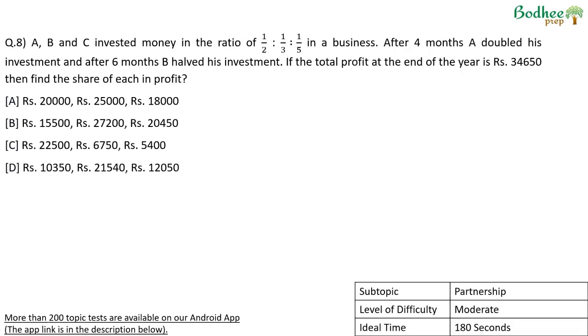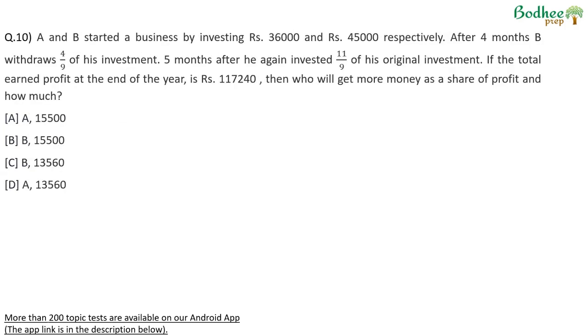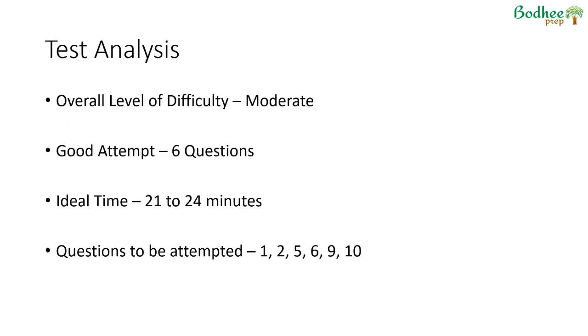But if I look at 8 and 9, they were very similar questions. So choosing one of them, and then looking at 10, because there were only 2 people in 10, the calculation time will be lesser than question number 8 or 9. And therefore, probably my attempt would be 1, 2, 5, 6, one of 8 or 9, and then 10.